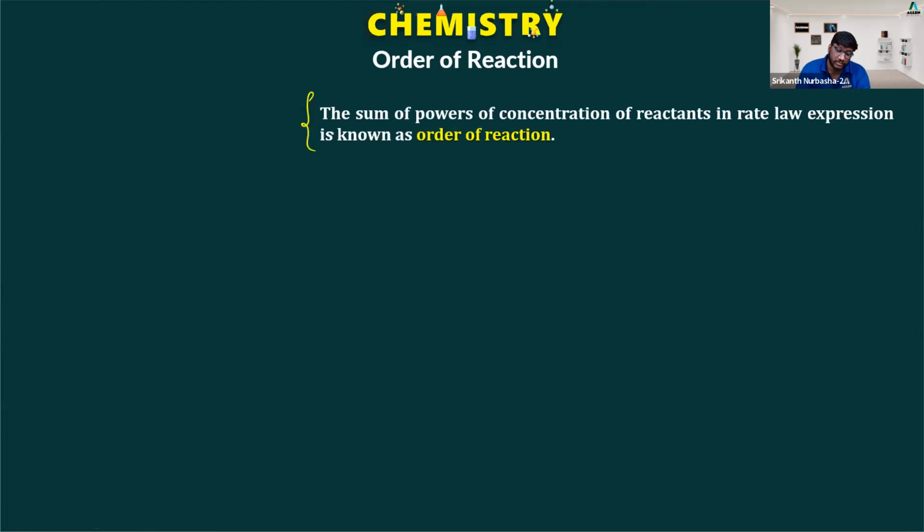Order of reaction. The sum of powers of concentrations of reactants in the rate law expression is known as the order of reaction. All the reactants' powers, if you add them, give the order of the reaction. Like rate is directly proportional to concentration of A power x, concentration of B power y, concentration of C power z. x plus y plus z is the total order of reaction. x is the order with respect to A, y is the order with respect to B, z is the order with respect to C.